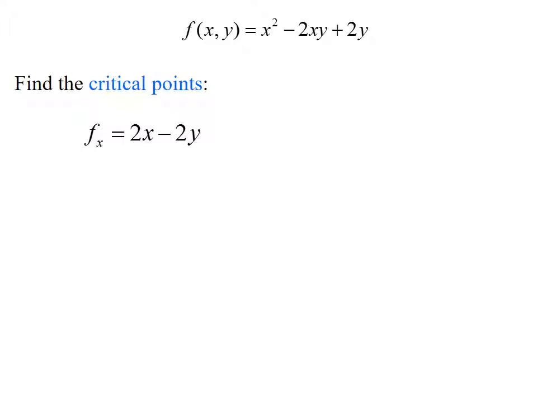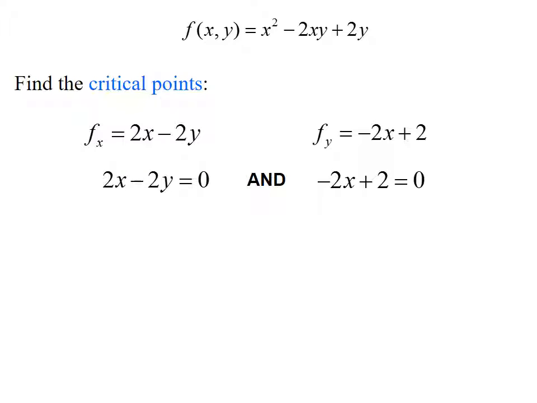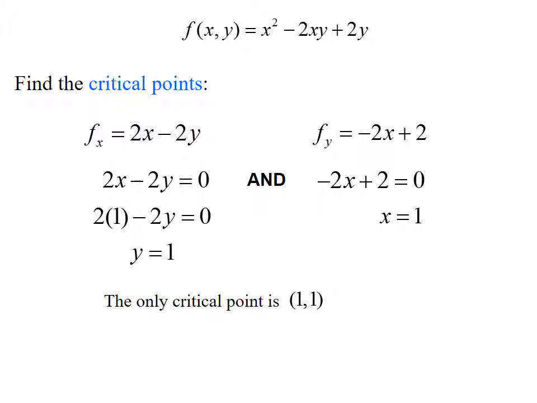We simply do the partial of x, the partial of y. We need to solve for the two. We need to know where both of those are equal to 0. So we solve the simultaneous equations. If we take the one on the right and solve for x, we can plug that into the one on the left and get the y. So the point 1, 1 is the critical point, and the function value at 1, 1 is 1.